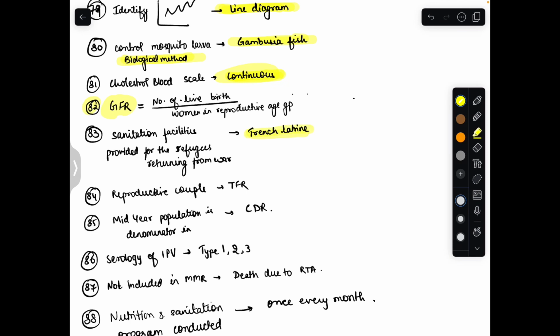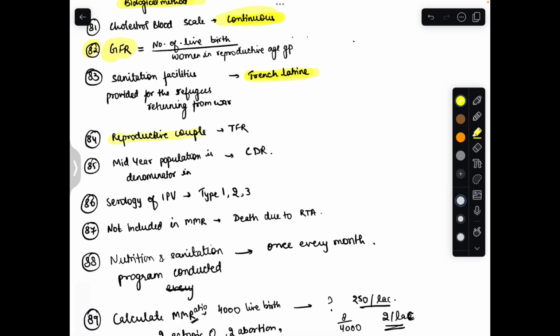Now for the sanitation facilities provided for refugees returning from war, here the correct answer is trench latrine, not the other three options. Out of which one option was there, but now I don't remember. But the correct answer for this is trench latrine.